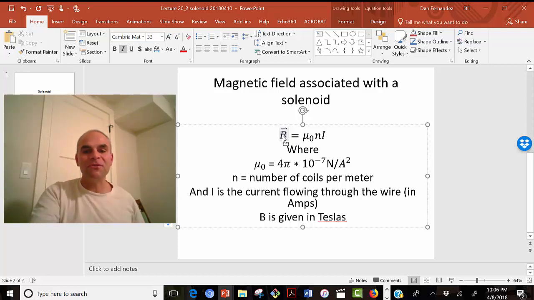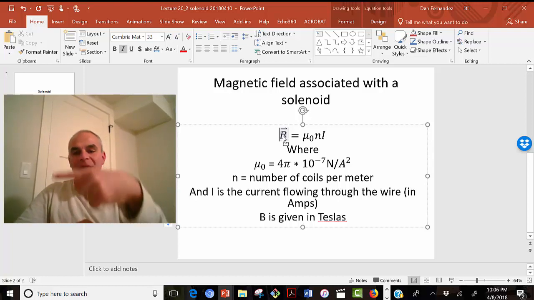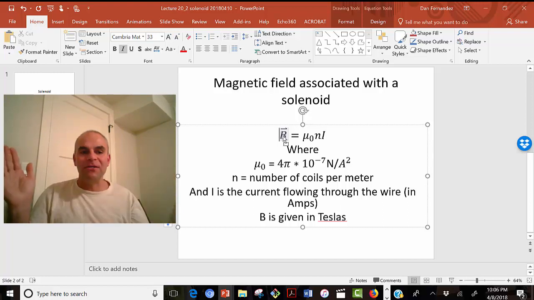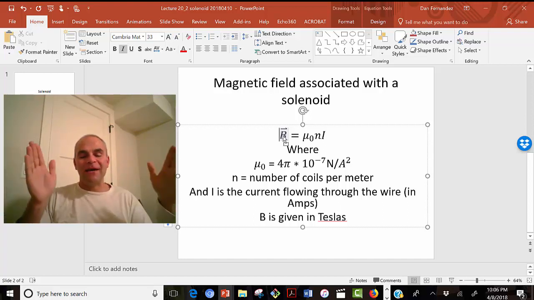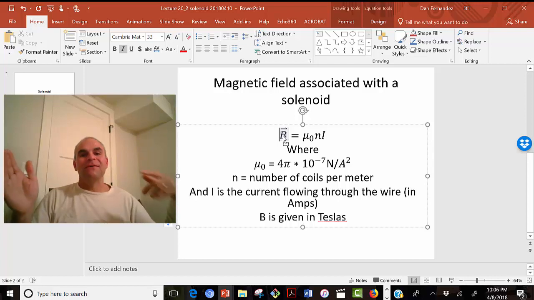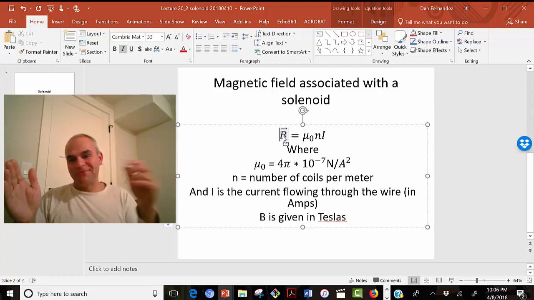It's given by the symbol mu0, multiplied by n, where n is the number of coils you have per meter of length of wire, per meter of solenoid. So if your solenoid, if all your coils are 1 meter long, and you have 100 loops in there, then n would be 100. If you have 100 loops and your coil was only a half meter long, then n would be 200, because in a 1 meter length, you'd have twice 100 loops.